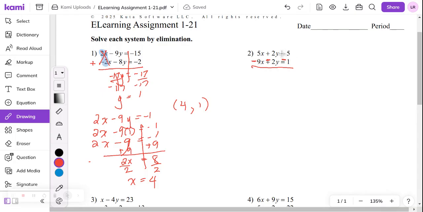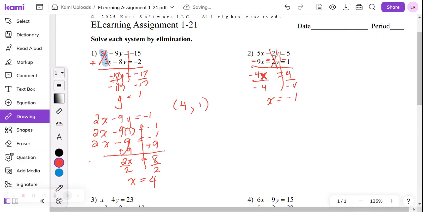And now I can add my equations together. So 5x minus 9x is negative 4x. 2y minus 2y is 0. And 5 minus 1 is 4. To solve, divide both sides by negative 4. And x equals negative 1. So I have my answer for x at this point.